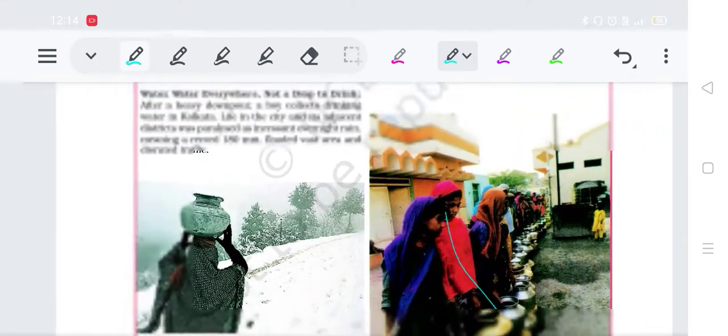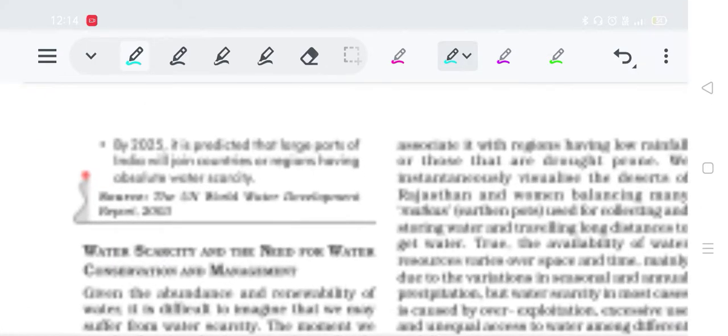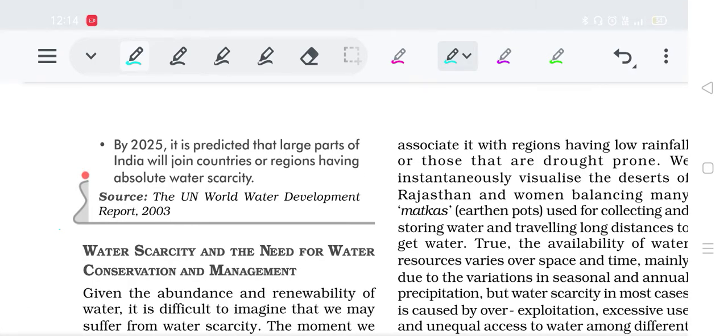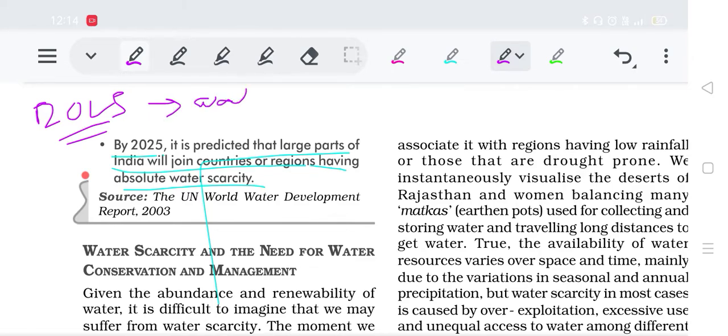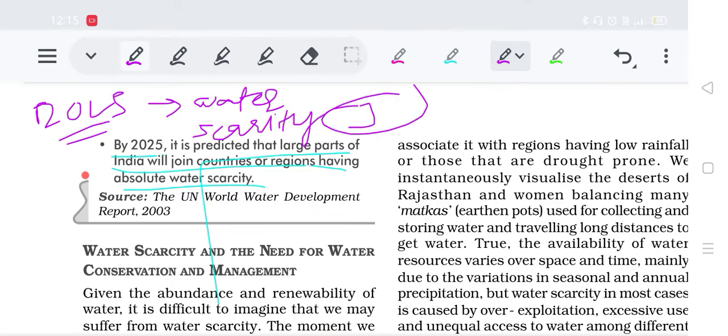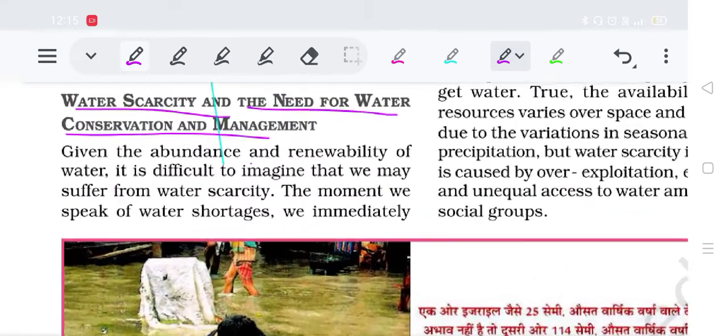So then we have these pictures. One more fact: India has predicted that a large part of the country will have absolute water scarcity. So they are telling us that from 2025 onwards we will be in water scarcity. So only 3 years left and we'll be in absolute scarcity. Water scarcity and need of water conservation and management.